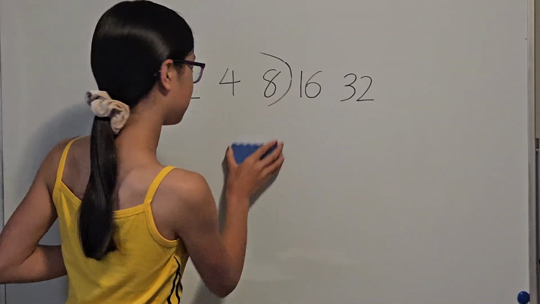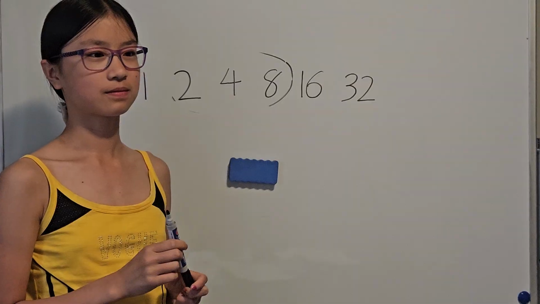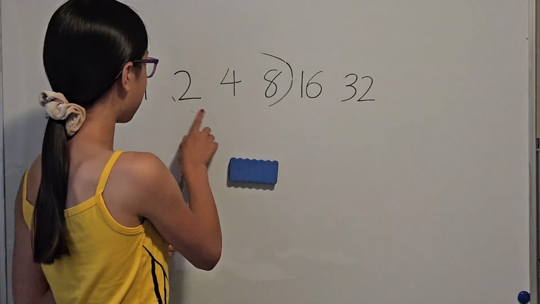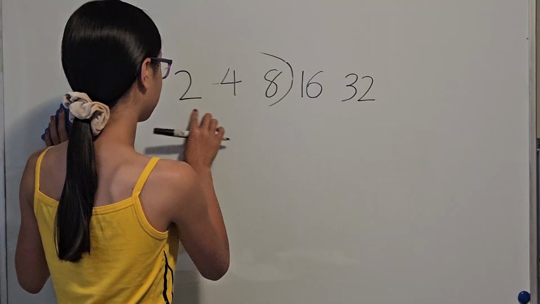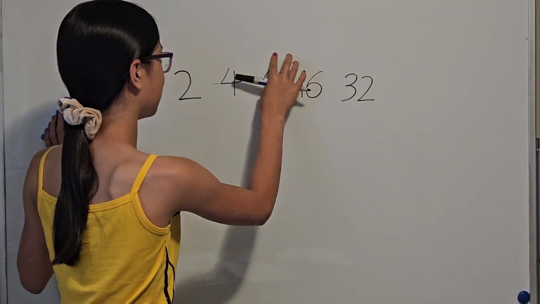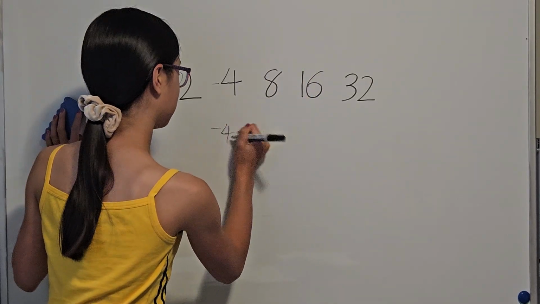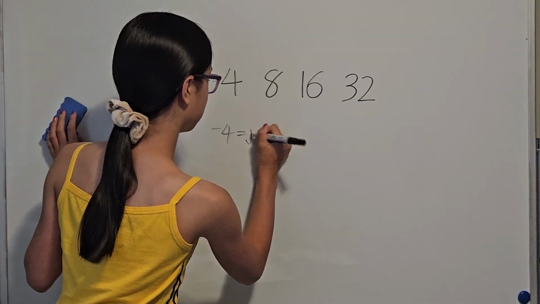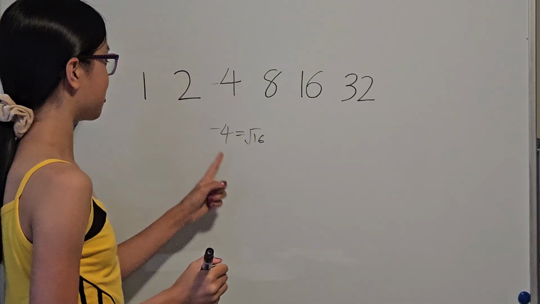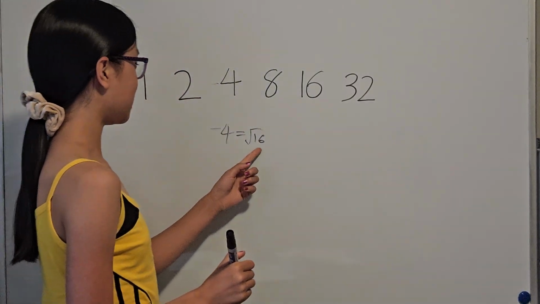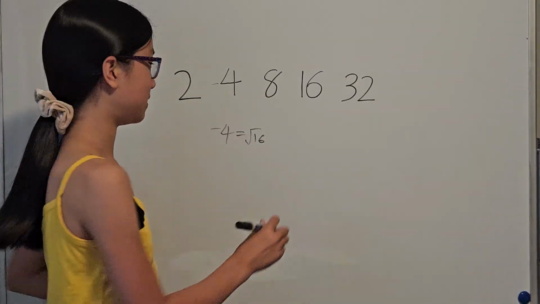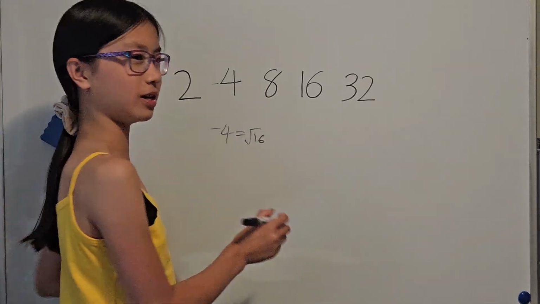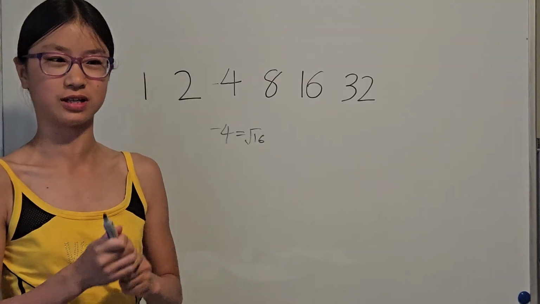But what if the middle number is negative? For example, if this is -4, and -4 equals root 16, this does not work, because anything under a root is going to be positive, because anything to the power 2 is going to be a positive number, so it doesn't work.